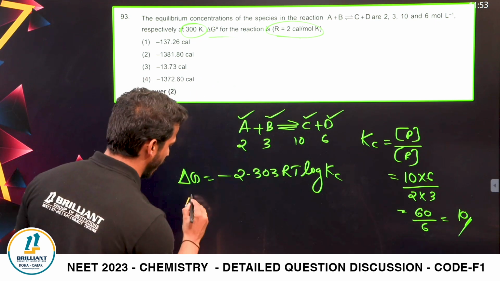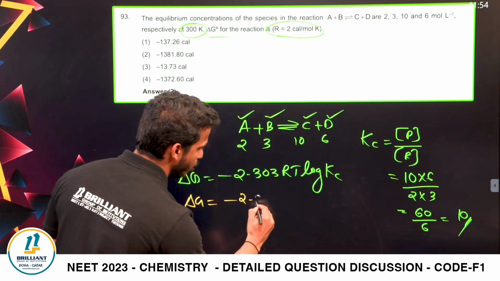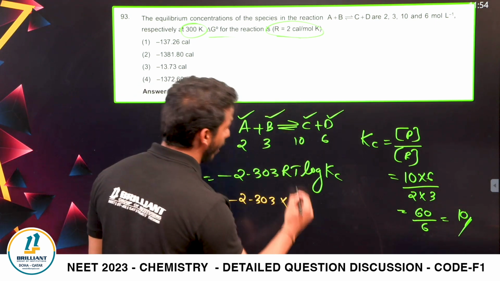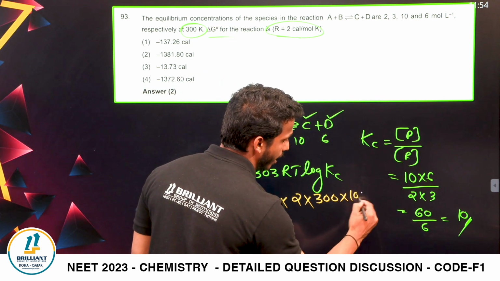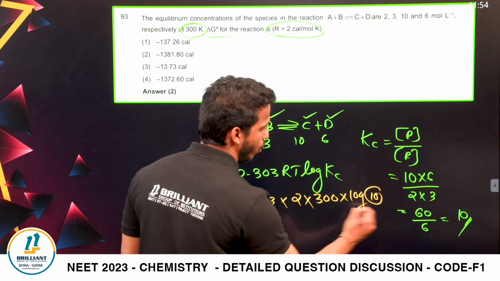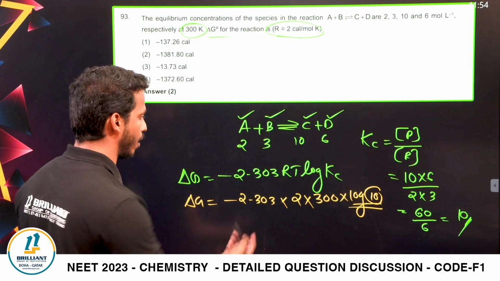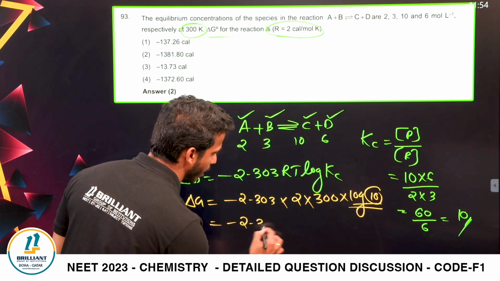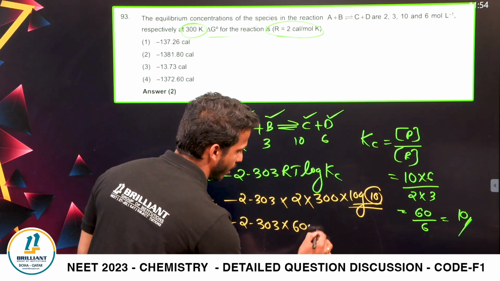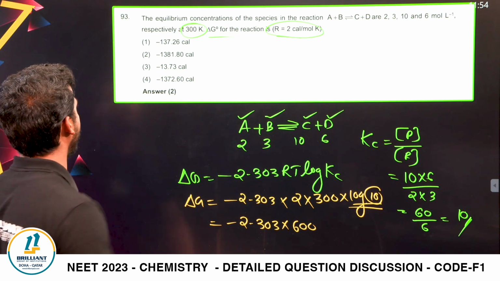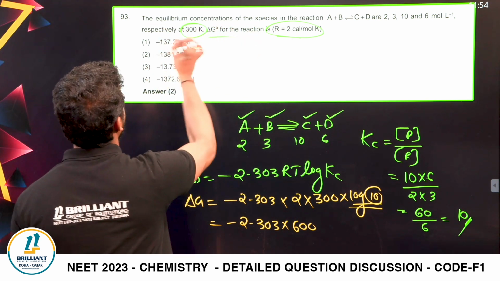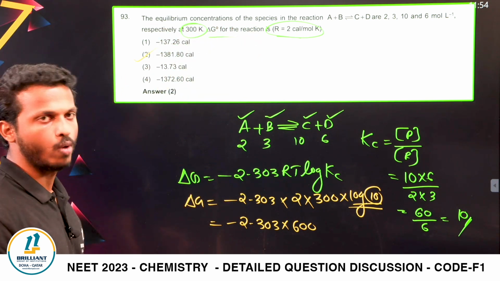So we can say delta G equals minus 2.303. What is the R value? 2 into temperature, 300, into log Kc. Kc value is what? 10. You know log 10 is equal to what? 1. So the calculation is simple. Minus 2.303 into 600, that's equal to what, dear all? Just check it, all of you. It's definitely a 4-digit number. That's option number 2, minus 1381.